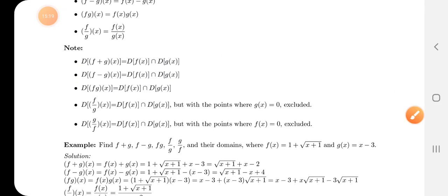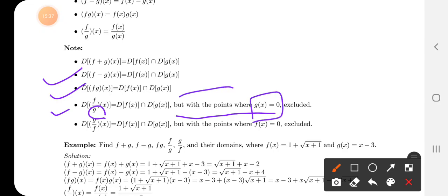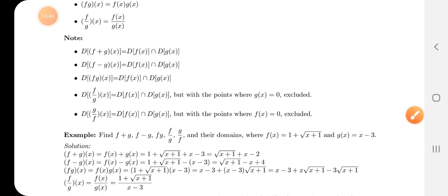You just need to find the domain of f separately, domain of g separately, and then take their intersection. Same is for the domain of f minus g, and the same for f into g, and the same is for f divided by g, but with a difference that here the denominator is g. So the point where g is 0, that point you have to exclude from this intersection which you got. And for g over f, since f is in the denominator, the point where f is 0, you have to exclude that number. I think it will be more clear by the examples.